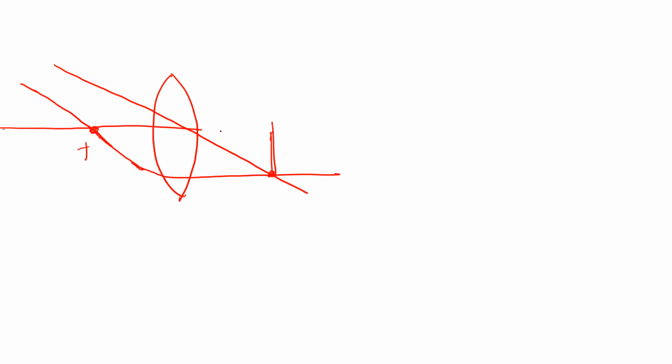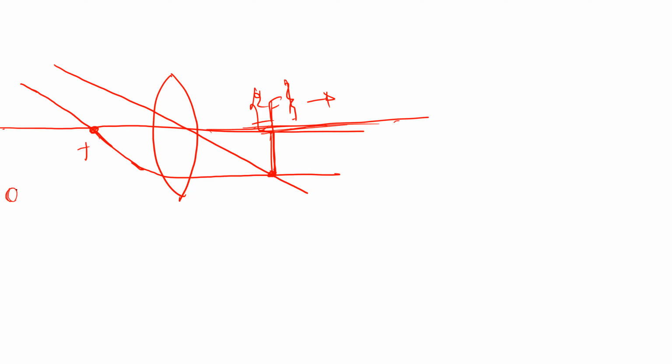One ray undeviated will go like this, and another ray which is coming from infinite, if it is passed to this focus, it will actually become parallel, and this point will be the focus. Whenever an object is at infinite, because here my geometry will not be proper, I'm just giving the principle here. The image will be formed at this focus.